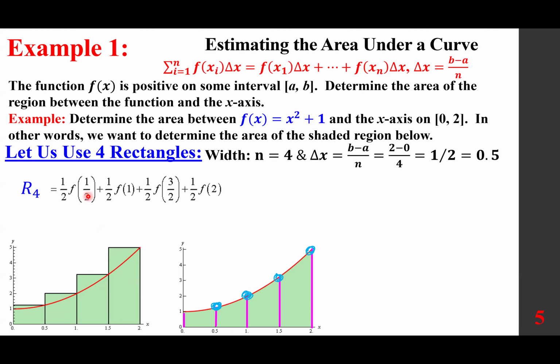F of 1/2. For example, what is f of 1/2? If I put 1/2 here, I get 1/2 squared, 1/4, and 1 is 5/4. If I put 1 squared, 1 and 1, 2. If I put 3/2, square it, 9/4, and 1 is 13 over 4. If I put 2 squared, 4 and 1, 5. So I get 5/4, 2, 13/4, and 5. And by the way, you can just factor out the 1/2. So 1/2 times that. In any event, you put it into a calculator, you get an approximation 5.75.